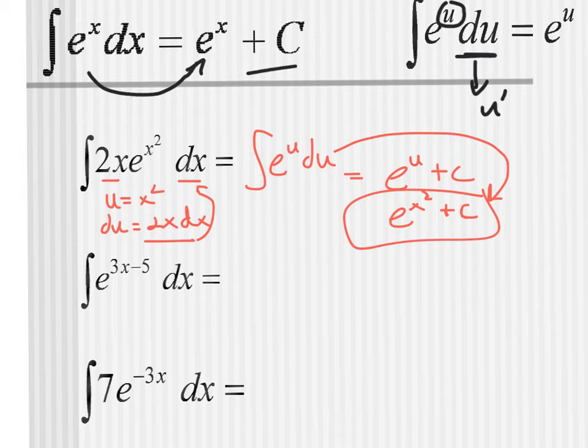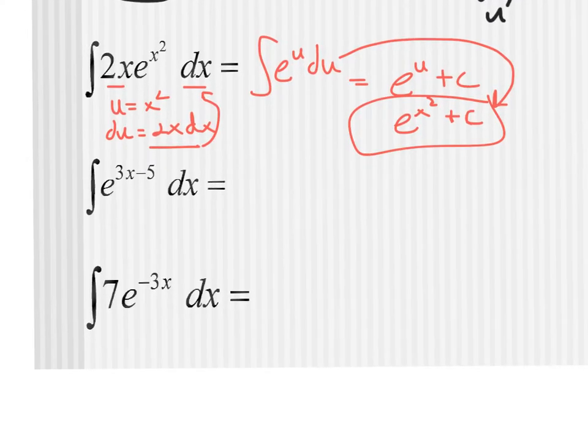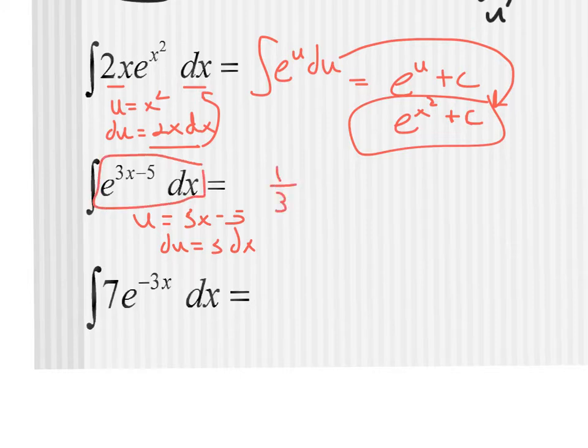All right. The next one, we are going to have to take out a value because what you'll notice is that our u is 3x minus 5, which means du is 3 dx, and there's no 3 in the original. So I actually have to divide that out. And again, if some of us want to jump straight to the answer, it's 1/3 e to the 3x minus 5 plus c.